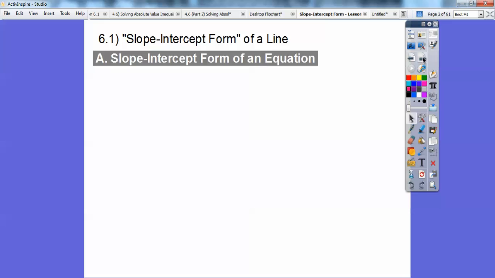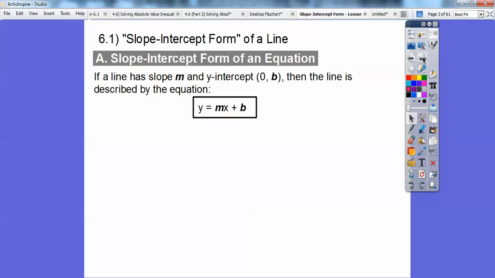Alright, slope-intercept form of an equation is y equals mx plus b, where m is your slope and your y-intercept is that b right there, and it has the ordered pair (0, b). So this is where it intersects your y-axis. Remember, your y-axis is the one that goes up and down. And then the slope, we can find using the slope formula, or use a picture if we have one. So we'll have examples of both of those.